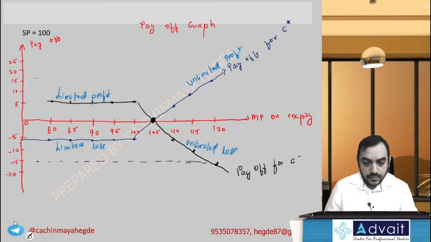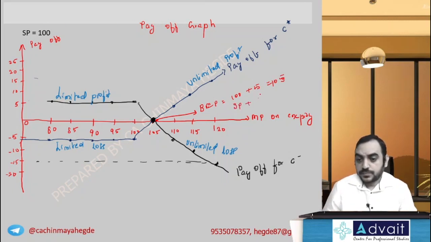And this is the break-even point, which is the 100 strike price plus the premium, 105. Strike price plus premium. So when does the holder make a profit? The holder makes a profit when the market price goes up. When does the writer make a profit? When the market price comes down. But his profit is limited.